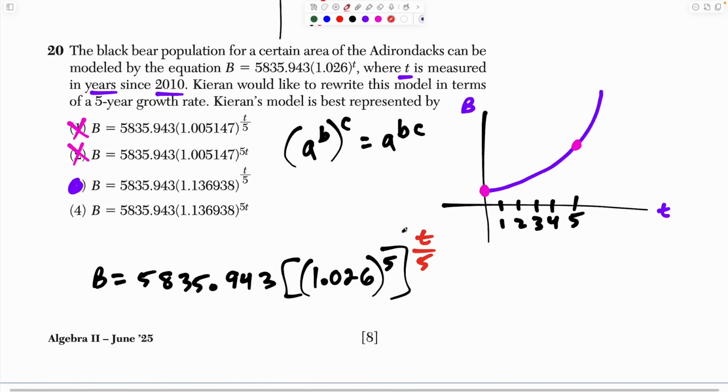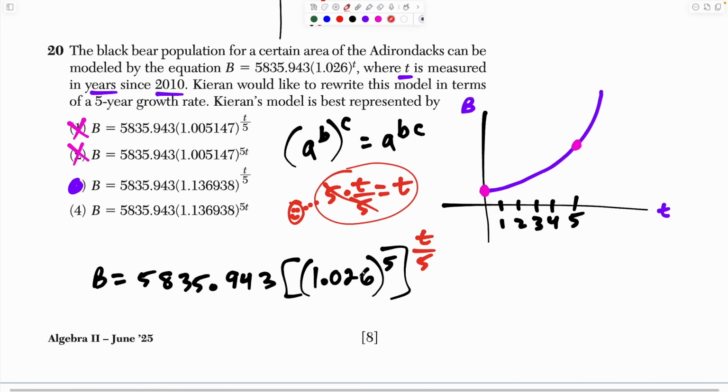The concept is using this algebra property of exponents here. When I multiply 5 times t over 5, do you see how 5 over 5 cancels? It would bring us right back to t. So what we're getting here is equivalent to the original thing. It's just in a different form.